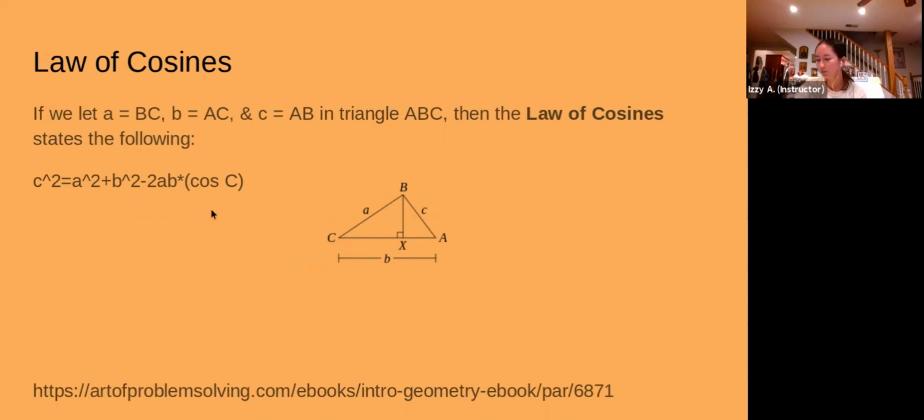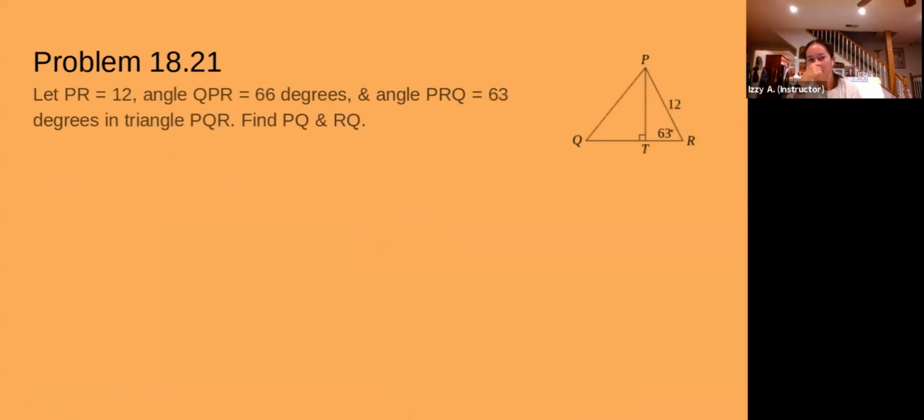Okay. And of course, we can go back to this slide because we have a problem next. We're going to let PR equal 12, angle QPR equal 66 degrees, and angle PRQ equal 63 degrees in triangle PQR. We want to find PQ and RQ.